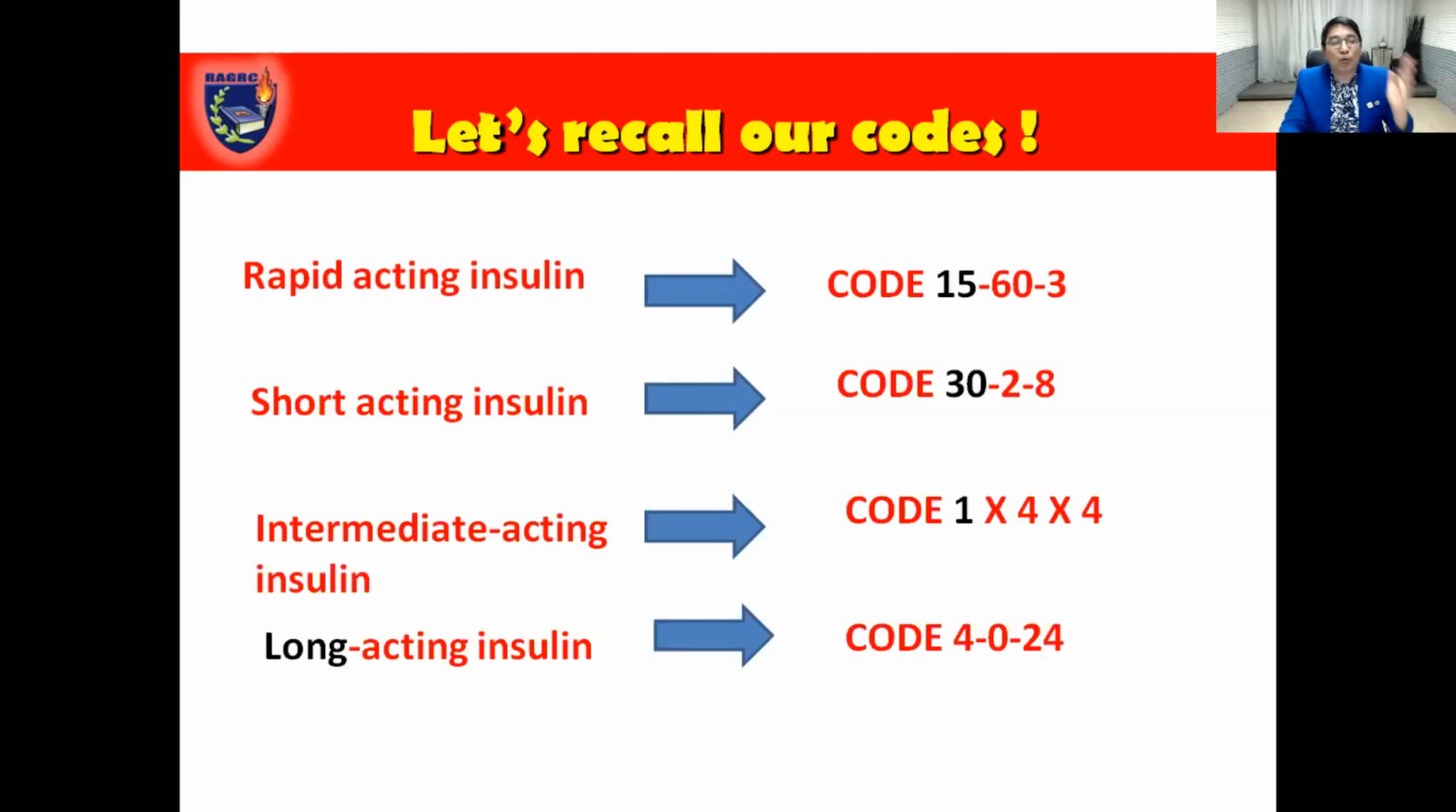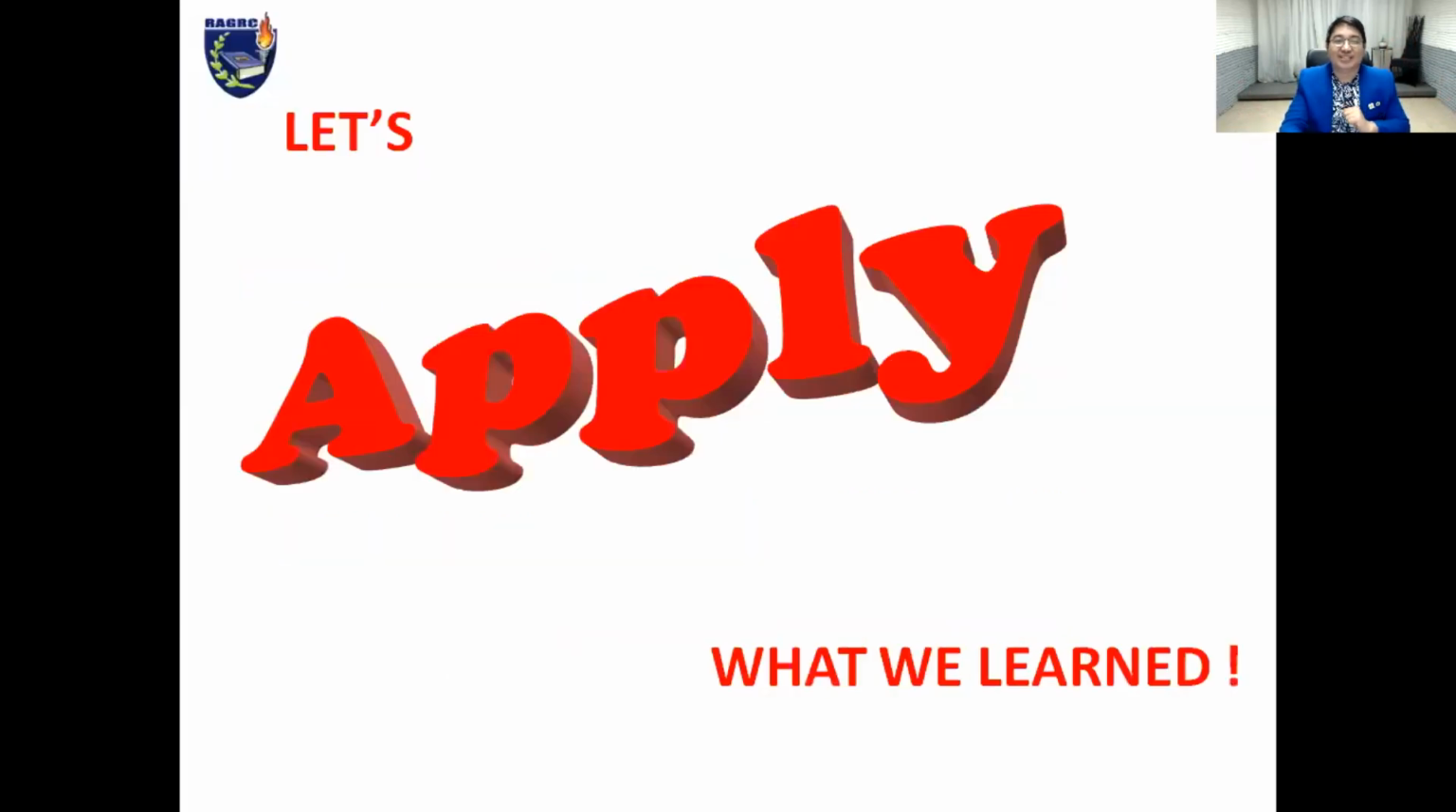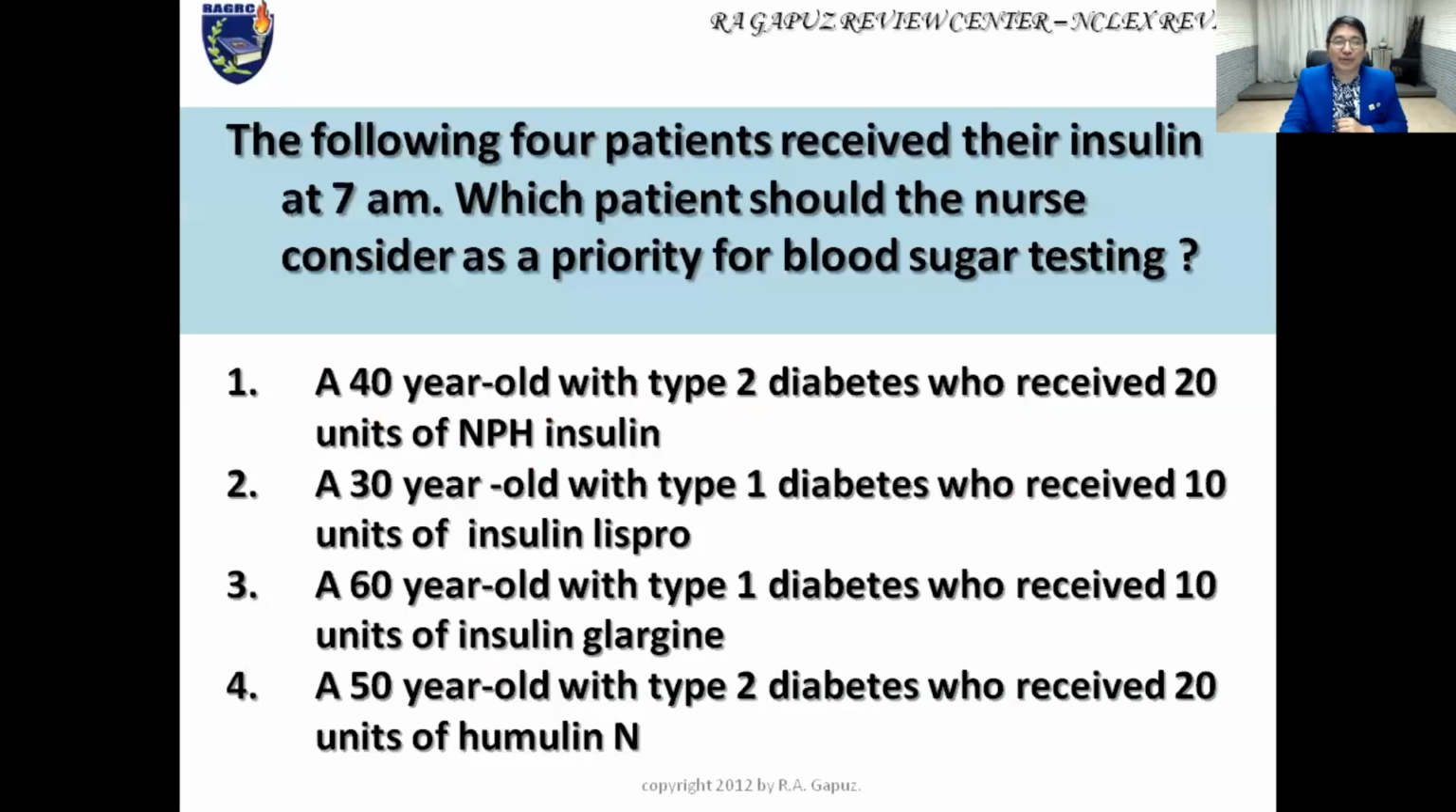Okay, so what's the significance of memorizing these codes? Here it is. Let's apply what we learned. Suppose you have this question. The following 4 patients receive their insulin at 7 a.m. This is the question that we had a while back. Which patient should the nurse consider as a priority for blood sugar testing?